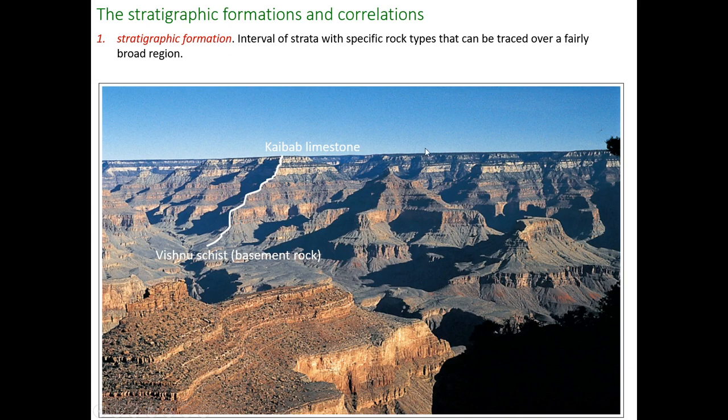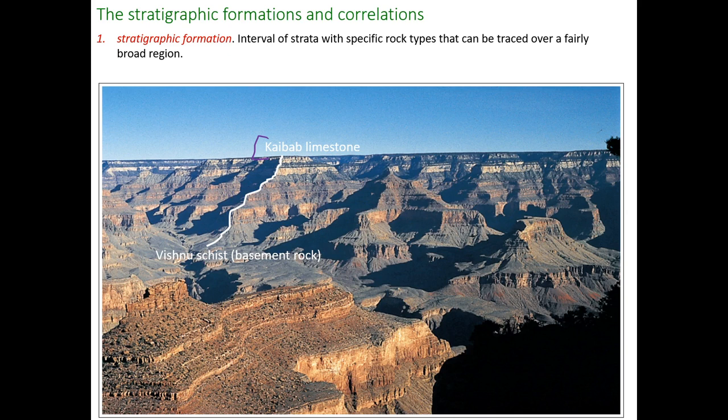So let's talk a little bit more about correlations. I know it's a long lecture. Stratigraphic formations are intervals of strata with specific rock types that can be traced over a fairly large region. So a stratigraphic formation, like a rock formation, is a sequence of rocks that can be traced over a large area. For example, sometimes you'll hear me say things like the Kaibab limestone, the Vishnu schist. These are rock formations. We give them names like this so that they can be identified more easily. So we'll talk about the Kaibab limestone, or whatever. Later we'll talk about the St. Peter sandstone.